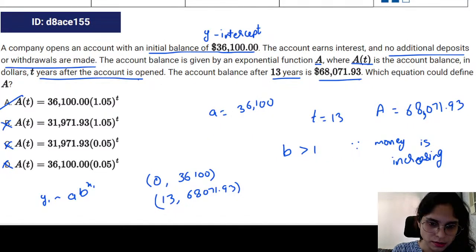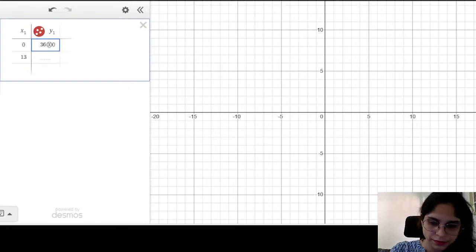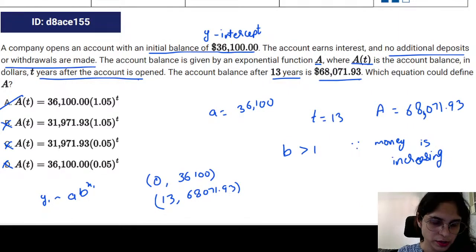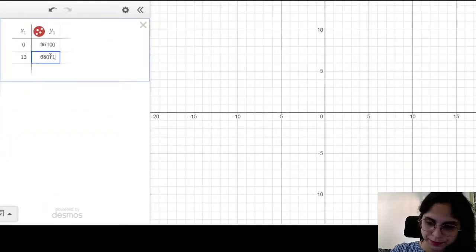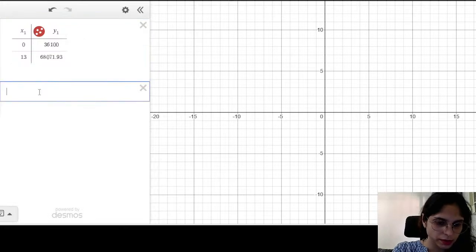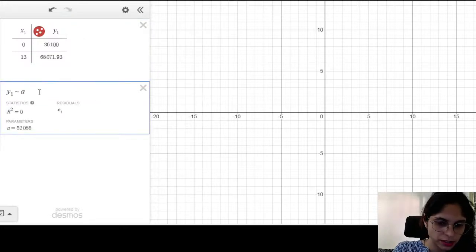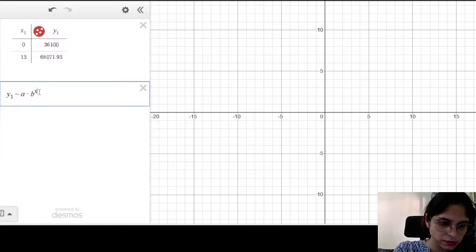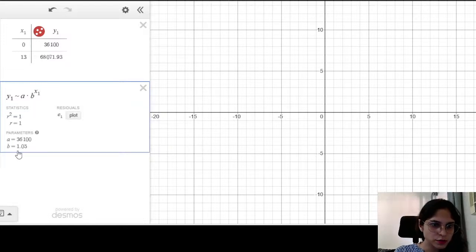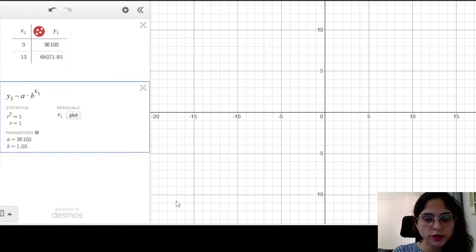At 0, what is the answer? 36,100. And this one is 68,071.93. And then y1 tilde A times B to the power x1. A is 36,100, B is 1.05, so 36,100 times 1.05 to the power x. You can get your direct value as well. And why I'm showing this, because sometimes what might happen, both the factors might be greater than 1. In this particular question you can just solve by looking at the options, but sometimes that might not be enough. So this is how you can get the answer from Desmos.